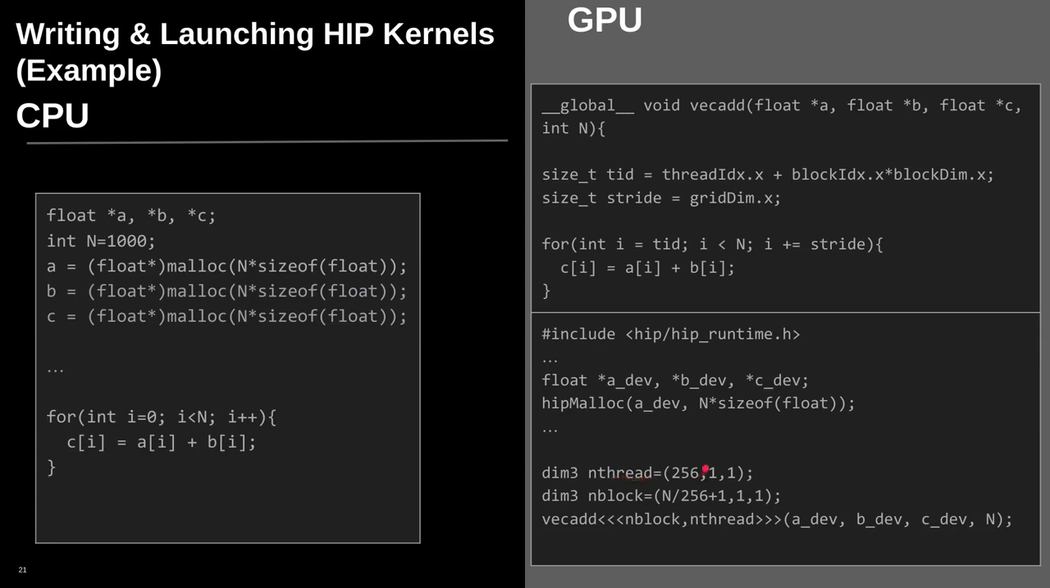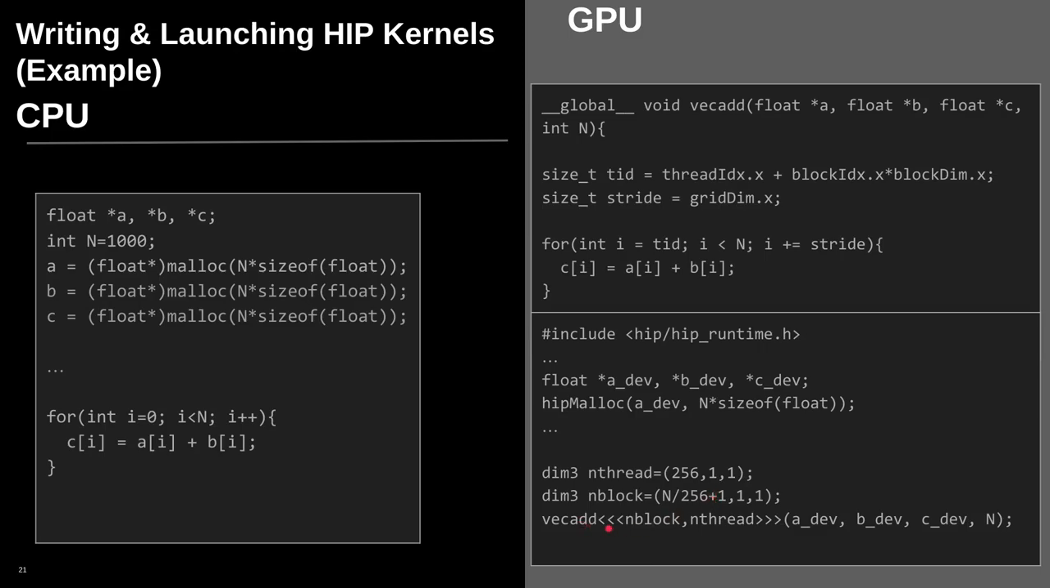So to declare the number of threads per block and the number of blocks, we'll use the dim3 type, which comes from the hip runtime header. Here we'll say 256 threads in the X direction, 1 in the Y, 1 in the Z. And then the number of blocks, we'll just go ahead and safely do n over 256 plus 1, just to make sure we're capturing the entire array.